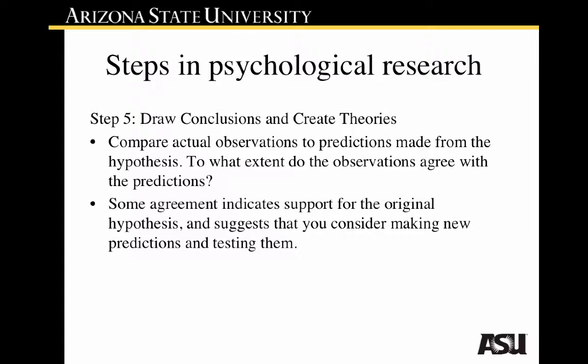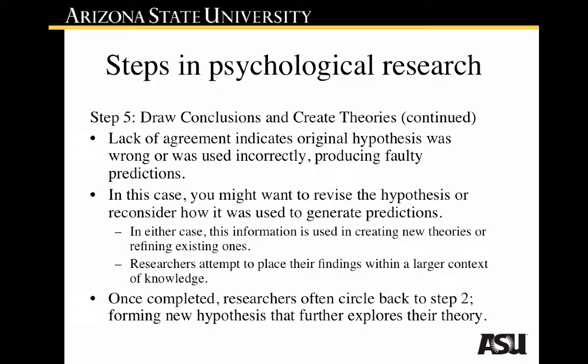So we compare our actual observations to predictions made from the hypothesis, and we look at the extent that the observations agree with the predictions. Some agreement indicates that support for the original hypothesis exists and suggests mainly that you consider making new predictions and testing them. Once completed, researchers often circle back to step 2 or step 3, forming new hypotheses and then further exploring their theory.